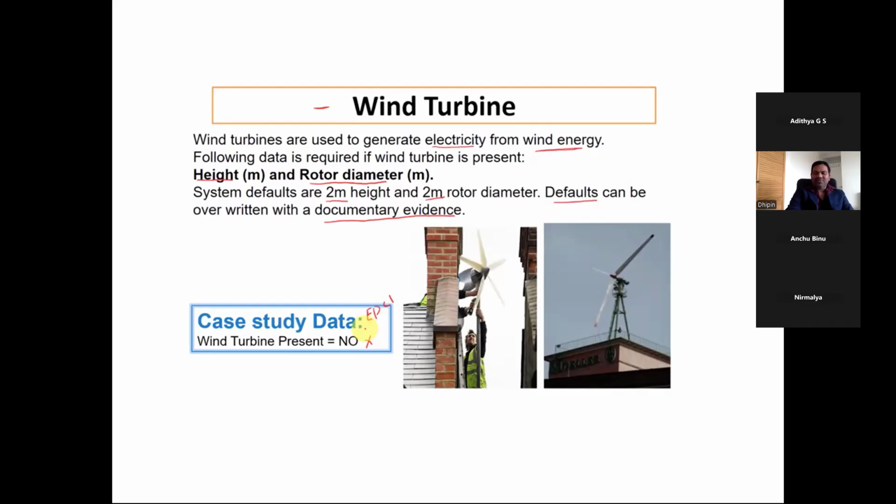And I've seen most of the Vestas wind turbines in Tamil Nadu. So most of you would have seen them while traveling as well. The following data is required if a wind turbine is present: height and rotor diameter. And if any property is rented out for a wind turbine, they get a very decent profit as well. System defaults are 2 meter height and 2 meter rotor diameter. Defaults can be overwritten with documentary evidence.